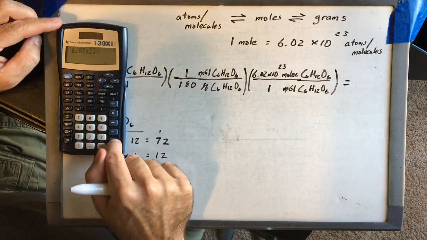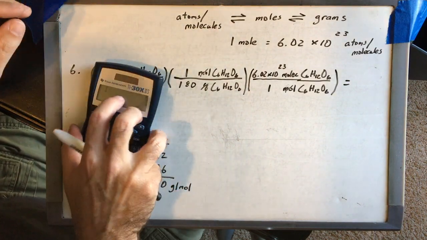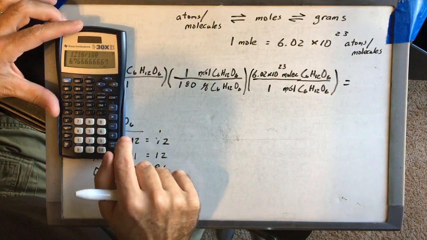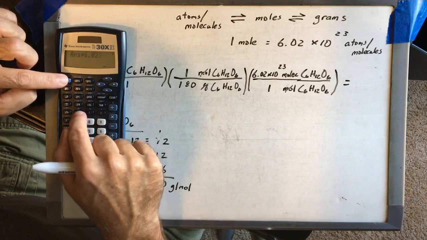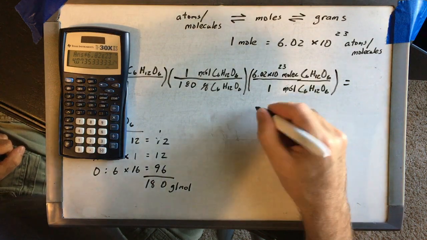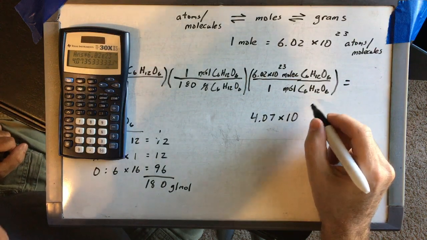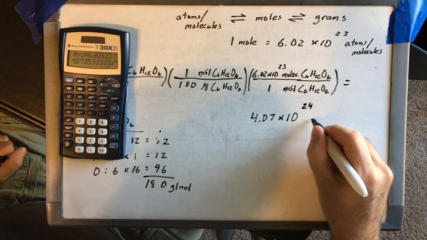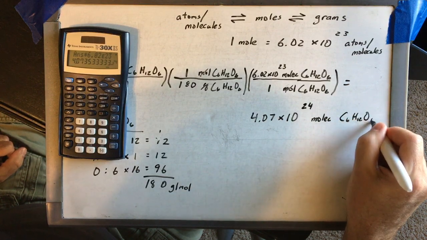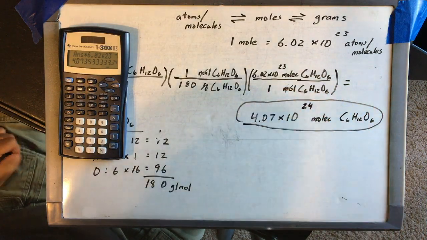Let's try that again. We started out with 218 divided by 180, and then times 6.02 times 10 to the 23rd. Okay, that's 4.07 times 10 to the 24th. And that's going to be molecules of C6H12O6. You don't have to write the C6H12O6, but I'll do it there.